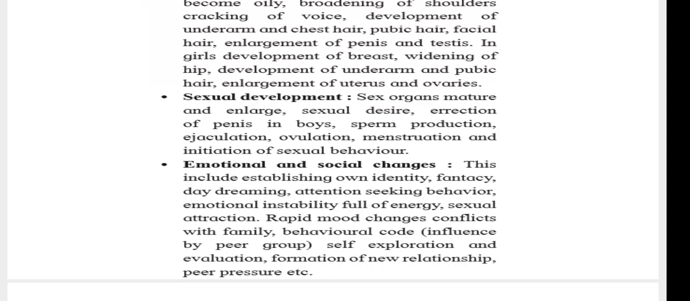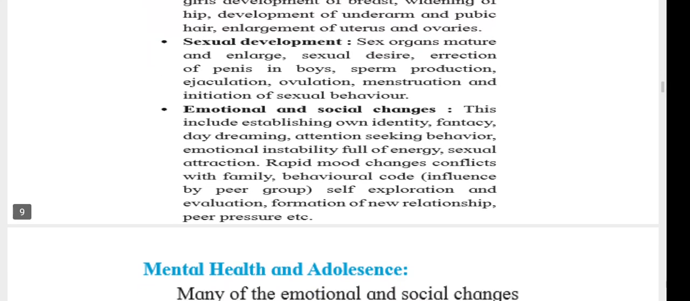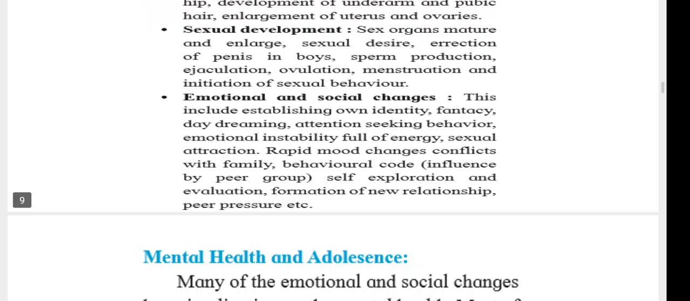Then sexual desire, erection of the penis in boys, sperm production, ejaculation, ovulation, menstruation, and the initiation of sexual behavior. The emotional and social changes among them include establishing their own identity, fantasy, daydreaming, attention seeking behavior, emotional instability, being full of energy, sexual attraction, rapid mood change, self exploration and evaluation, and then the formation of new relationships, etc.